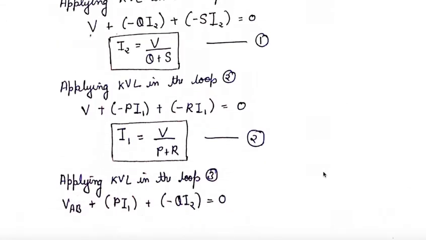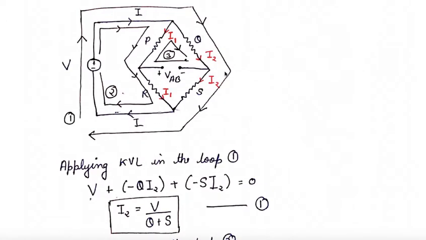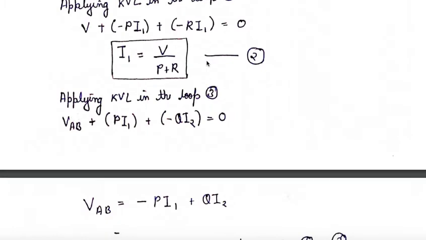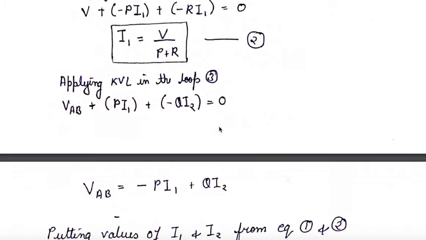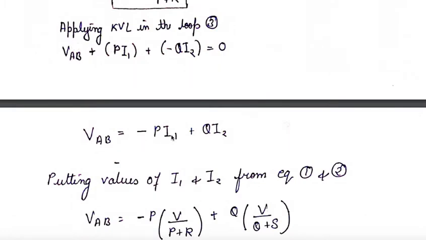Then applying KVL in loop 3. From here we are starting, that is VAB, we are starting minus to plus, so that will be plus VAB. Then we are going opposite of our current, so it will be plus PI1, and again we are going in the direction of current, so it will be minus QI2. So VAB plus PI1 minus QI2 is equal to 0. VAB comes out to be minus PI1 plus QI2.